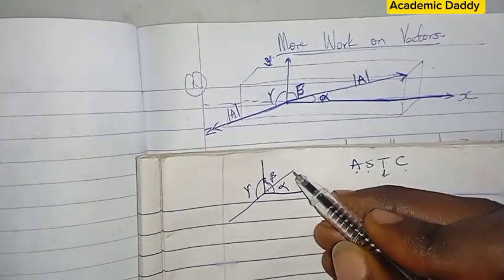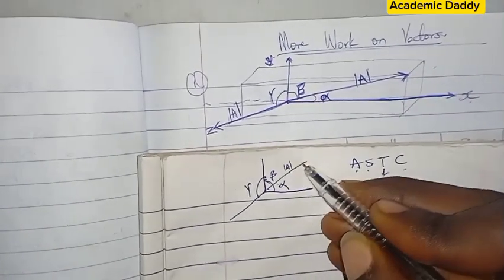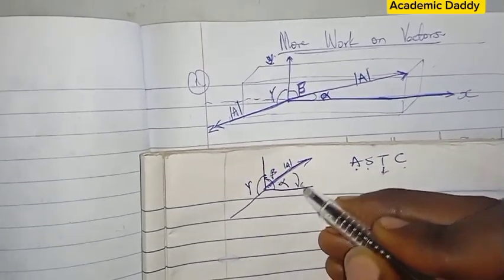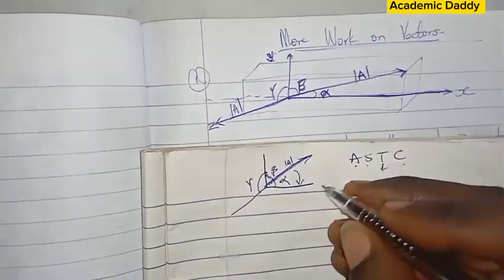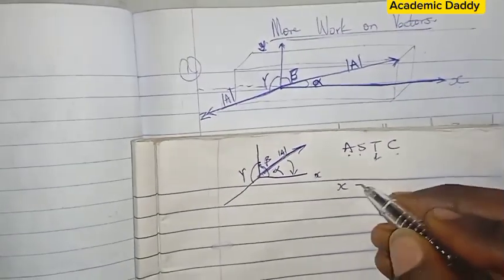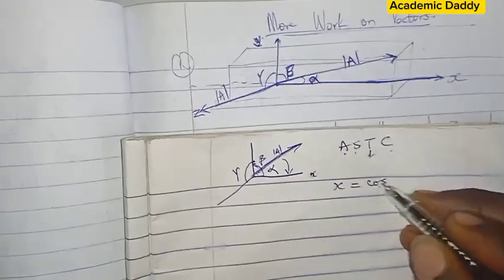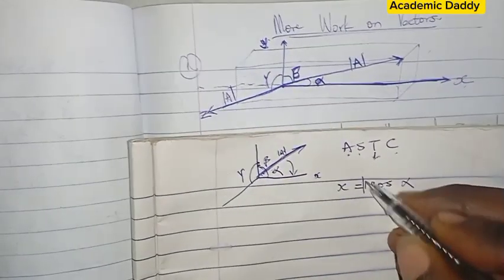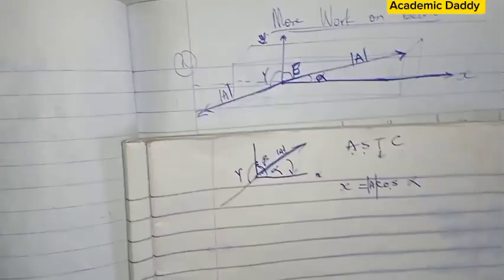So if I'm taking this magnitude of A vector now, this line, to x-axis, you see that I'm going towards this angle. I will be closing it. So it simply means that x here will be equals to cos alpha. And what is this? Magnitude is so A magnitude cos alpha.